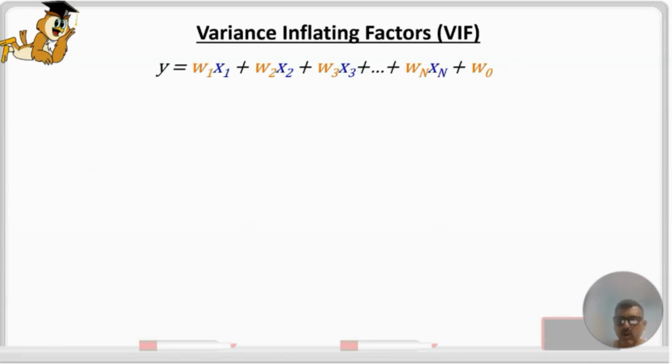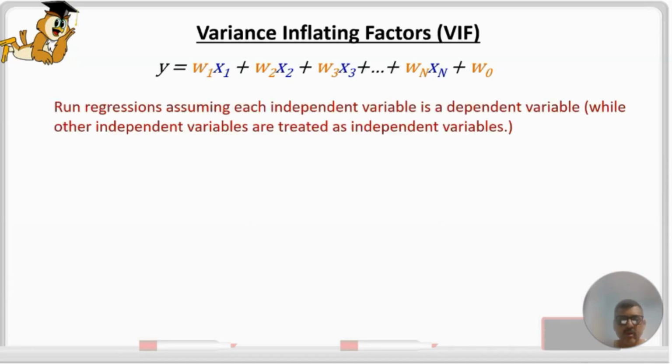We had this linear model. Again, I just write it down for reference: Y equal to W1 X1, etc. What you want to do to check that what I just said in the earlier slide is not happening is to run regressions assuming each independent variable is a dependent variable, while other independent variables continue to be treated as independent variables.